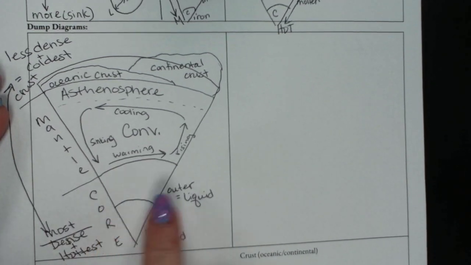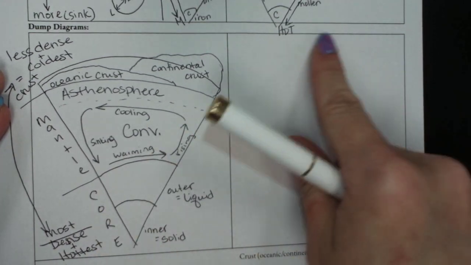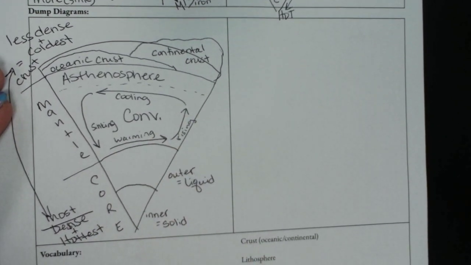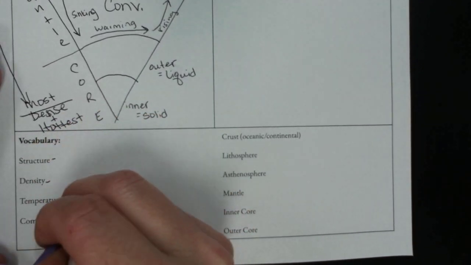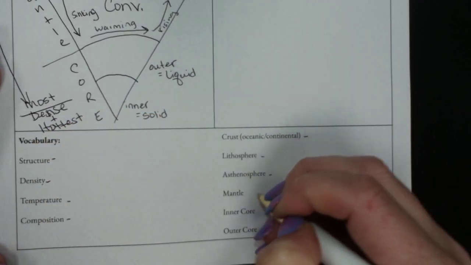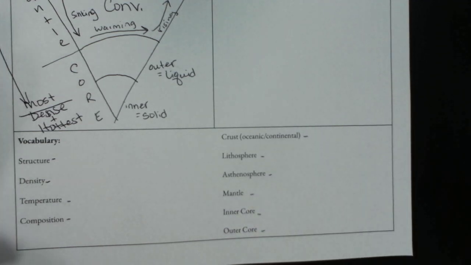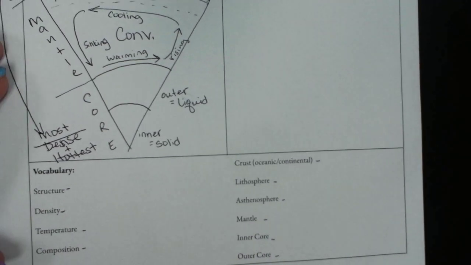Go ahead and copy this dump diagram one more time in here, and then you are going to go and find your own definitions for each vocabulary word. Okay? All right, everyone.